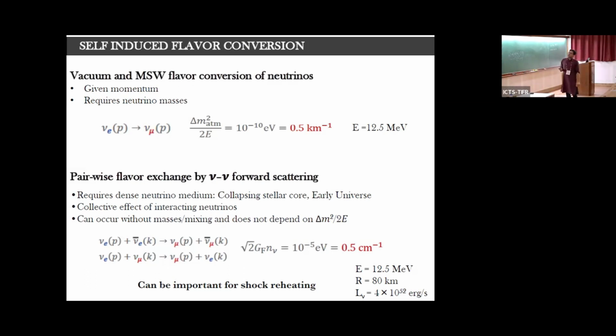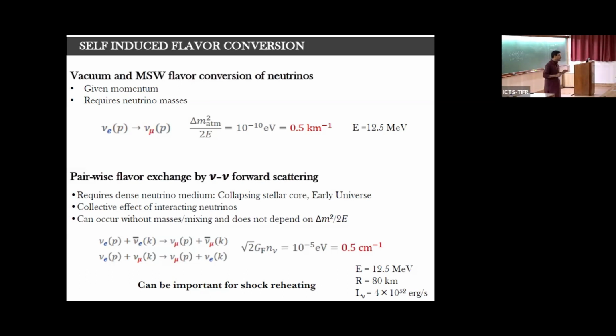However, the moment you start looking into this neutron-neutron forward scattering, what do you require here? You require a very dense medium, like a collapsing stellar core or the early universe, where you can have such a scenario. But this can happen without masses and mixing. So this is like a neutrino oscillation, but one that does not require neutrinos to be massive.